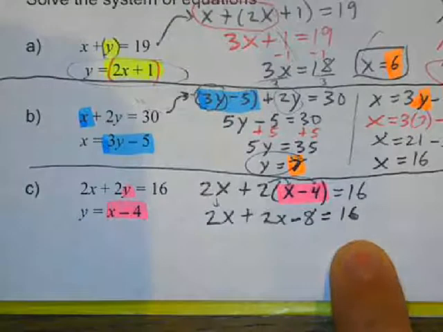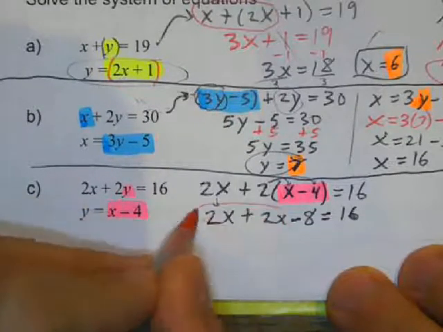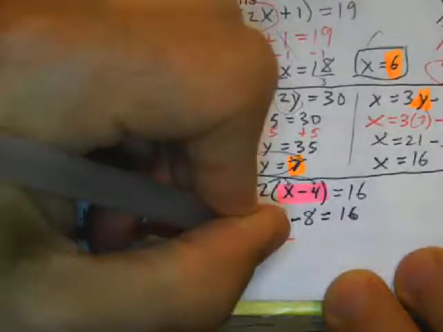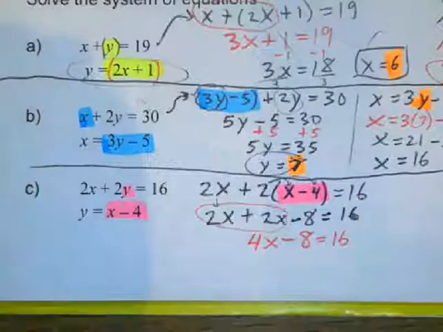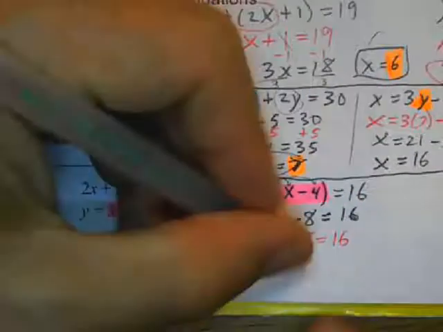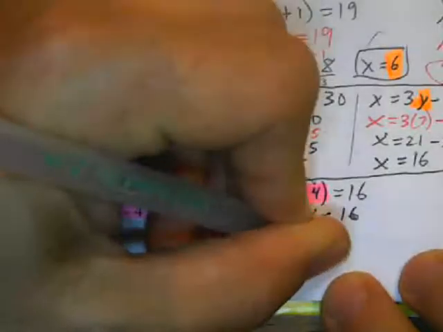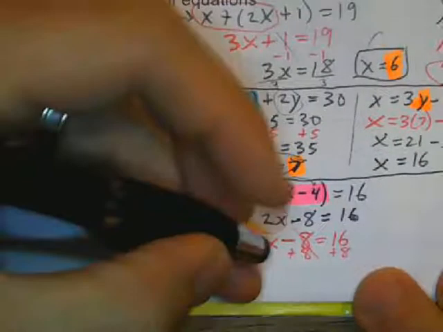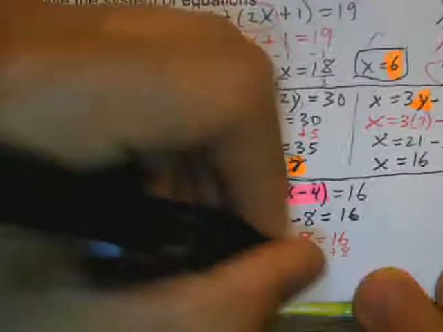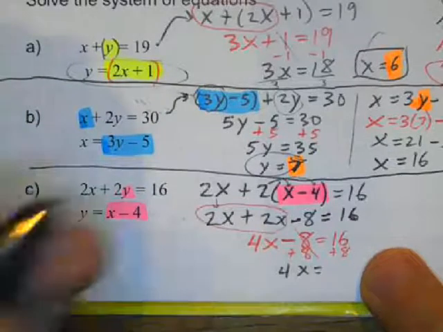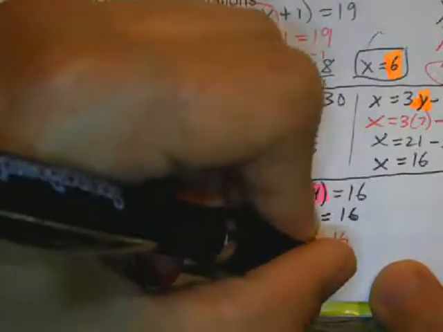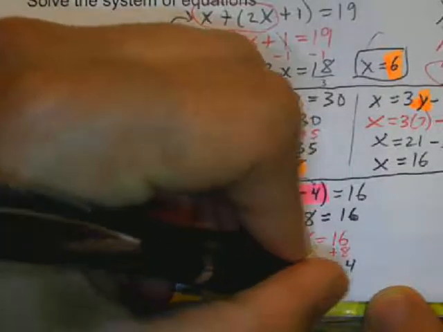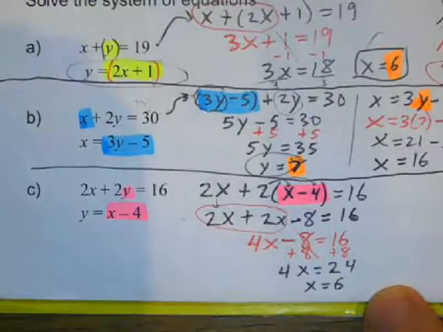Okay, now I can combine the like terms. 2x plus 2x is going to give me 4x, and we have minus 8 equals 16. So I want to add 8 on both sides of the equation to make this negative 8 go away. And now I've got 4x equals, and 16 plus 8 is, you're correct, 24. And now I'm going to divide both sides by 4, and I get x equals 6. Okay, so now we're almost done.